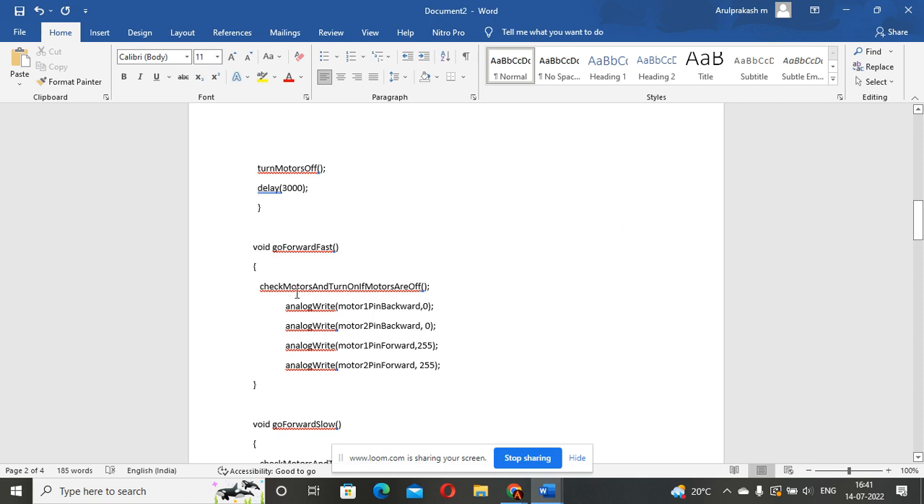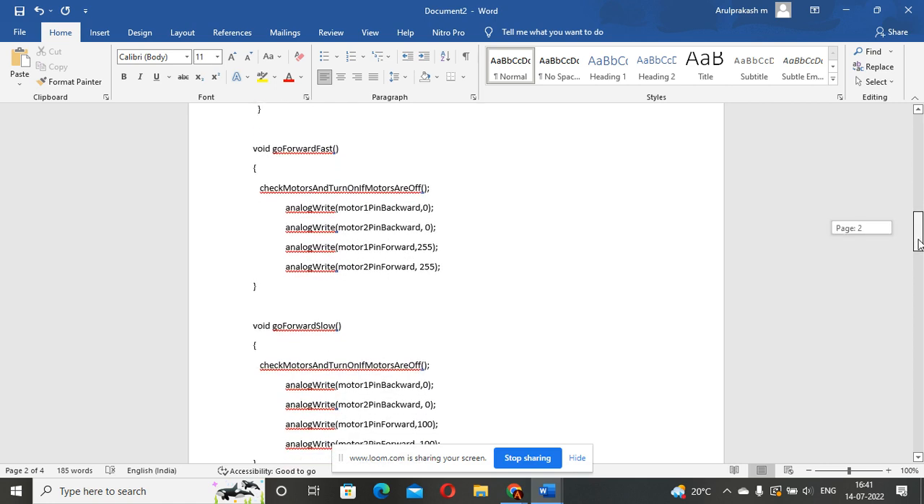In void go forward, when we want to move the car forward, we first check the motors and turn them off. Analog write motor 1 pin backward equal to 0, that means backward is off, and motor 2 pin backward is also off. Then analog write motor 1 pin forward: the speed range is 0 to 255. If you give the value 255, the forward direction motor will run at full speed.